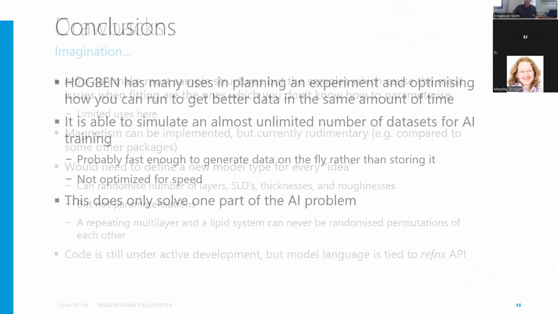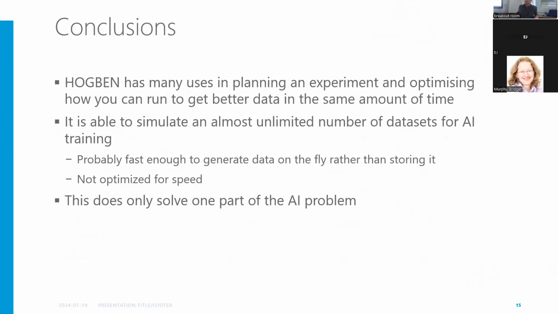To conclude, HOGBEN is very good for planning an experiment and hopefully optimizing how much information you can get. I did some experimental validation of this approach and found that you can get upwards of twice the amount of information, so half the error bar size, not the error bar, because the error bar is the standard deviation, not the variance. Effectively, twice the neutron flux just by changing how you do the same experiment on an instrument. And I haven't even tried to optimize for speed. A millisecond per data set is maybe not quite fast enough, but there's the ability to go a lot faster.